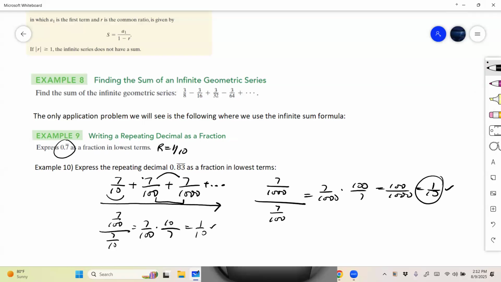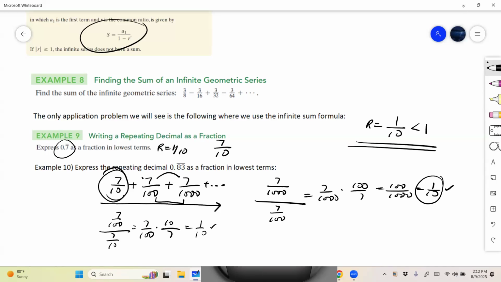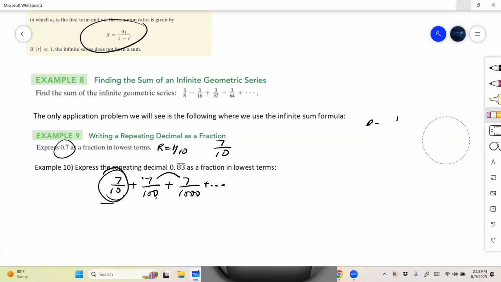The first term is this, 7/10. Now, this is the ratio and it's less than 1, so this is going to converge. I can use this formula here. So once I know that, I just can easily apply the formula and get my solution.